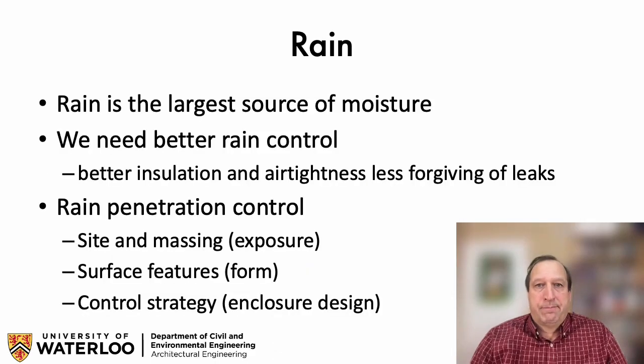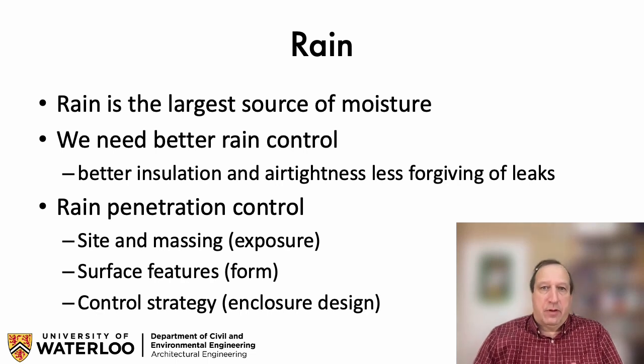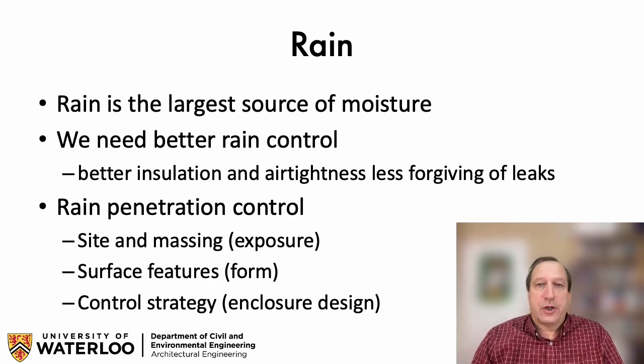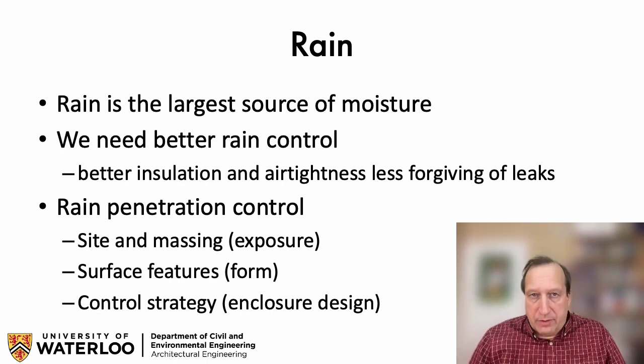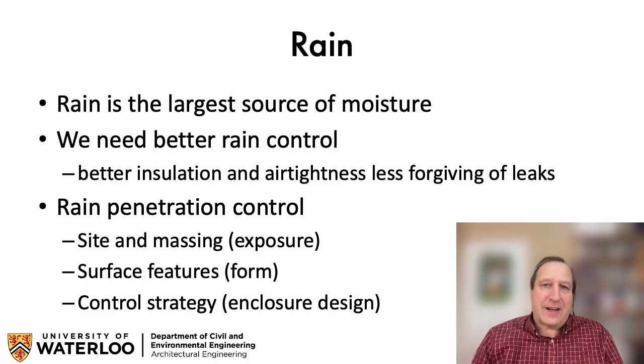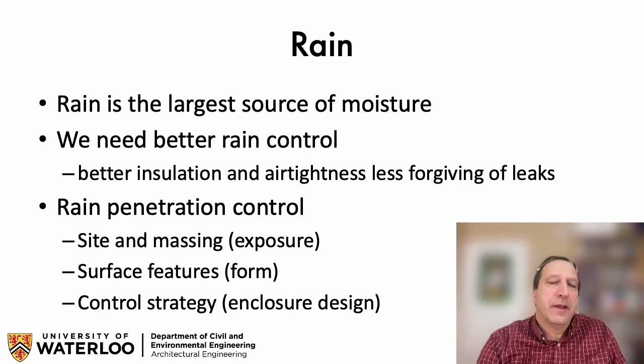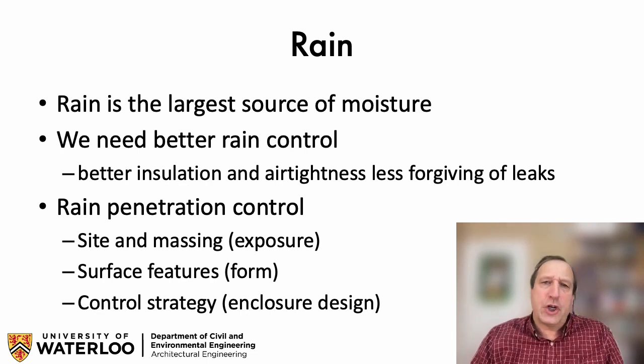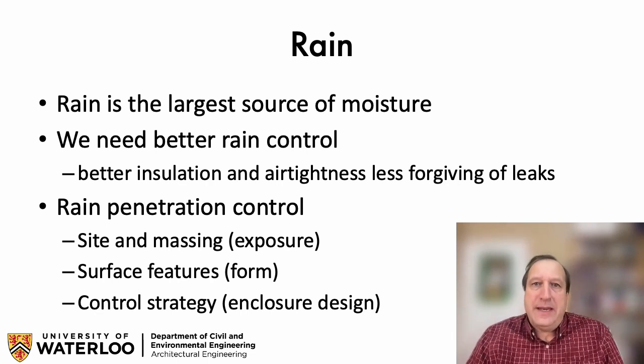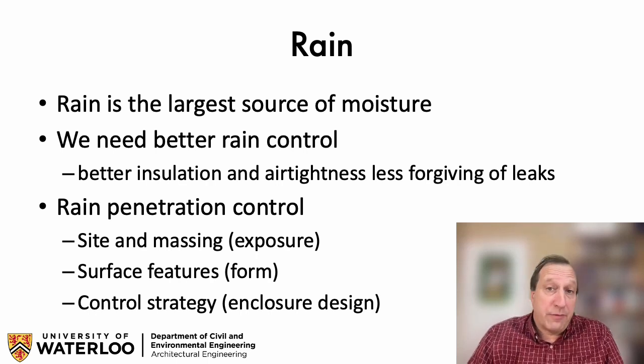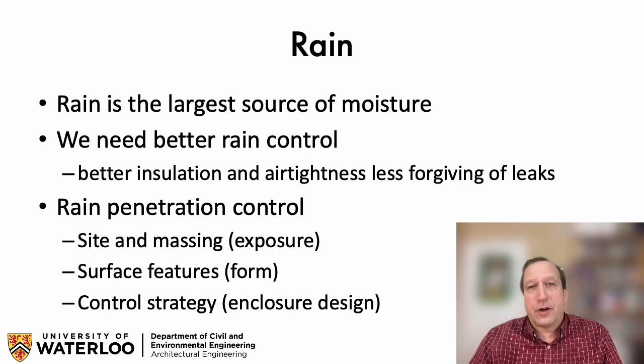Why is rain so important? Well, on one level, it's easy to say that rain is the largest quantity of moisture that can influence the building enclosure. So on that level, it's obviously important. But it's actually more than that. It's actually hard to predict and handle rain in the quantities that we get. It's also a changing target. Today we need much better rain control than we did 25, and certainly better than we needed 75 years ago. And that's because we've improved the insulation and air tightness of our enclosures.